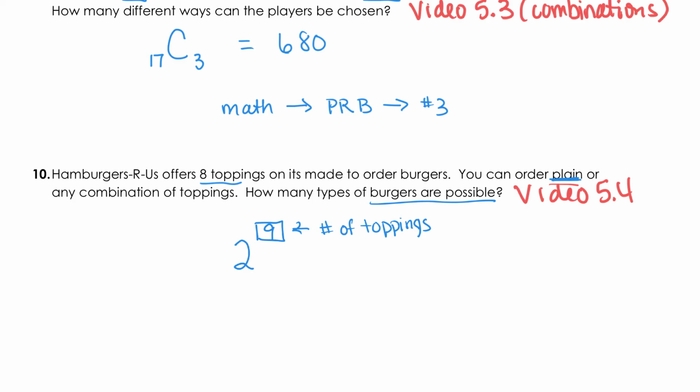And so if you do 2 to the 9th power, that's going to give you, sorry, let me get that for you. It's going to be 512, I believe. Let me double check that on the calculator. 2 to the 9th, yes, it's going to be 512 options.